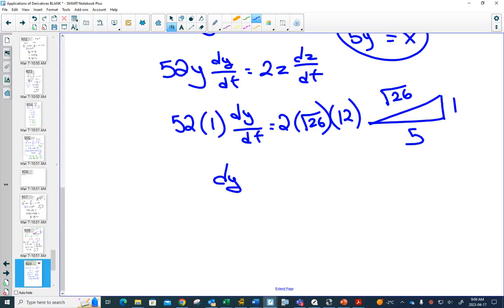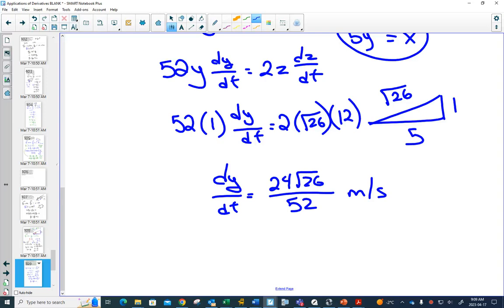Multiplying this all out will give us 24 root 26 over 12 meters per second.